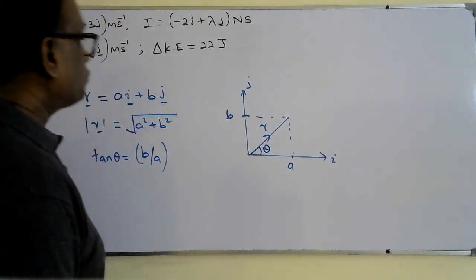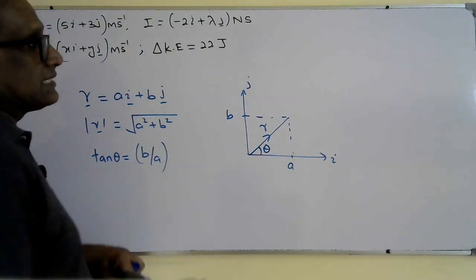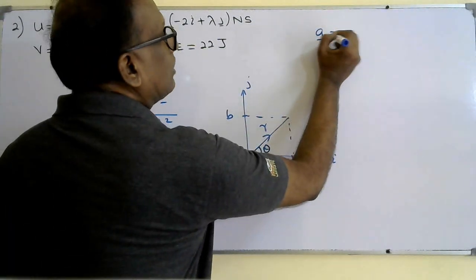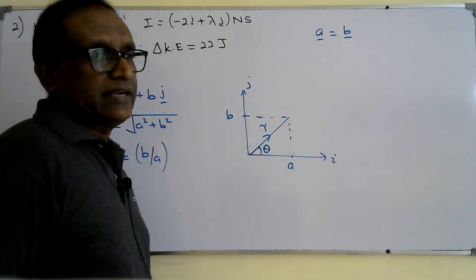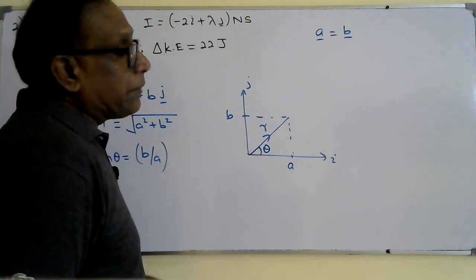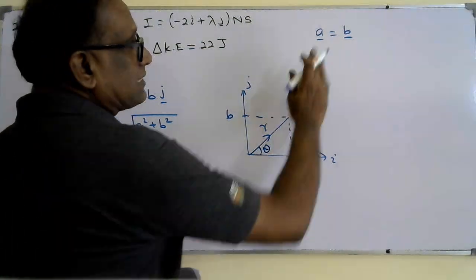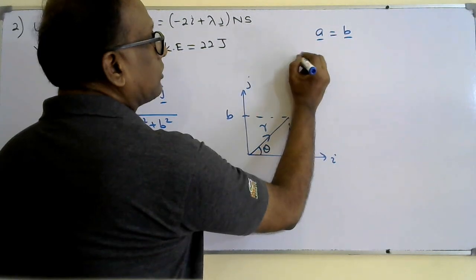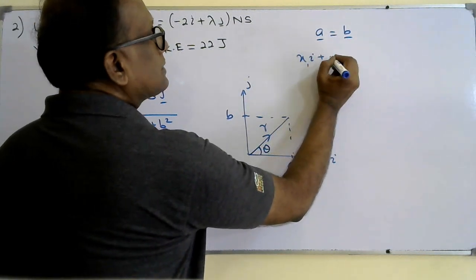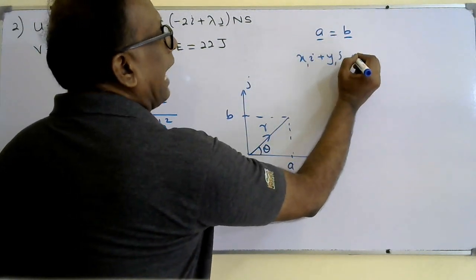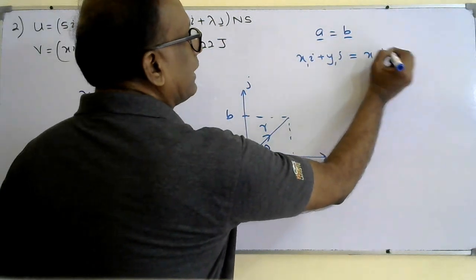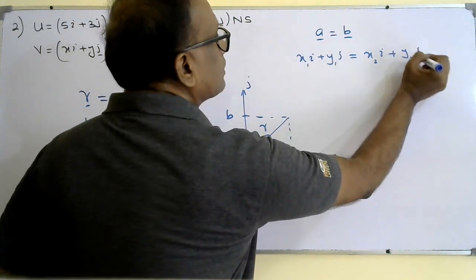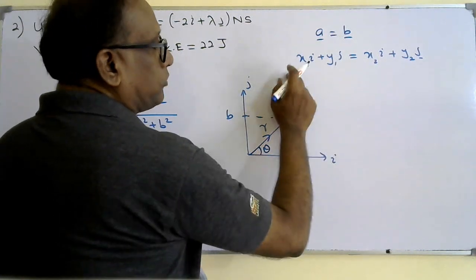Other than that, you should know about two vectors. If they say vector a is equal to vector b, what do you mean by that? Vector a equal to vector b means they are parallel and equivalent vectors. They have the same magnitude and the same direction. For example, if a is given as x1i plus y1j and b is given as x2i plus y2j, what do you mean by that? The i components should be the same.